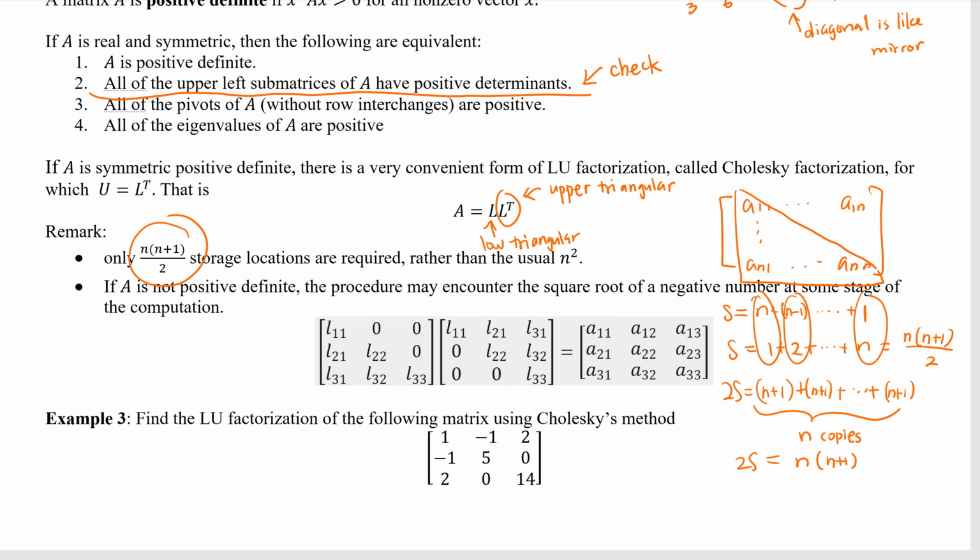So now with Cholesky's method, only n times n plus 1 over 2 storage locations are required, rather than the usual n squared, okay? Furthermore, if A is not positive definite, the procedure may encounter the square root of a negative number at some stage of the computation. And we don't want to do that, right? We want to avoid them because the square root of a negative number is a complex number, and in our course, we want to work with real numbers. All right, so let's continue.